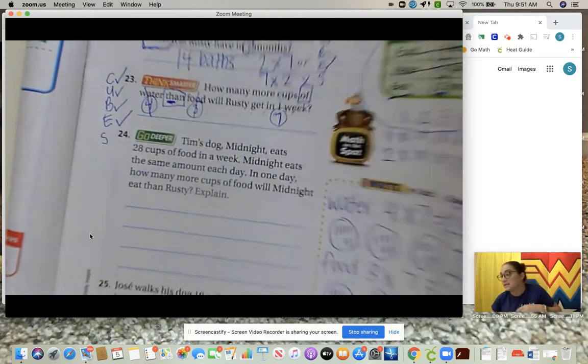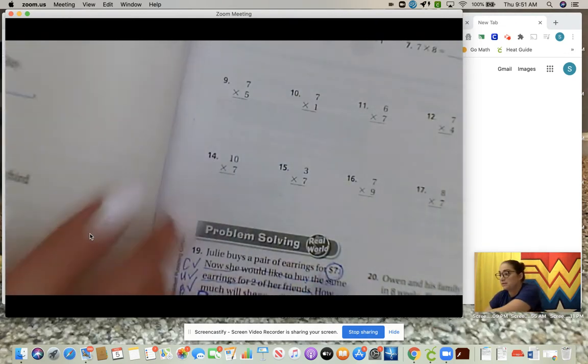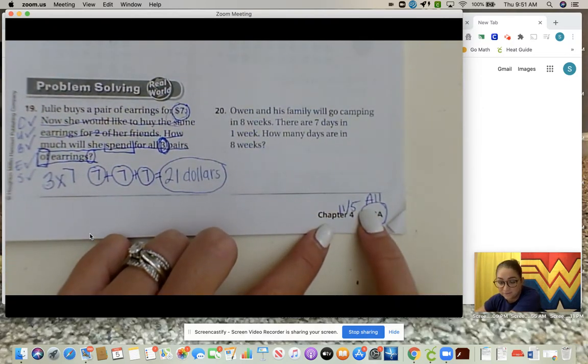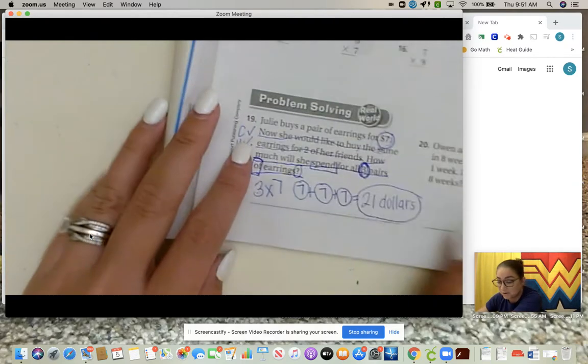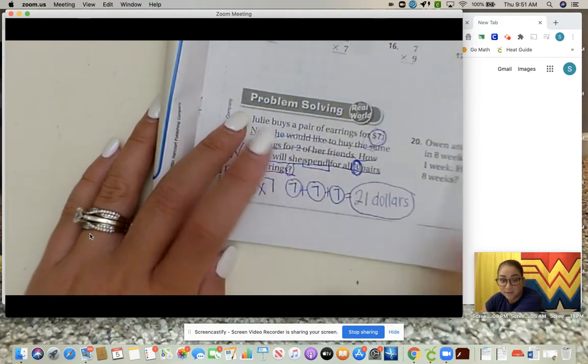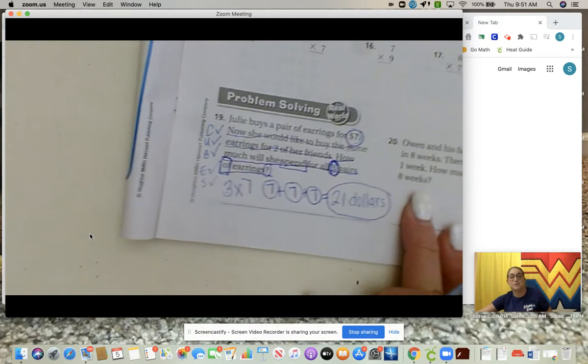All right. So then we turn to the homework for tonight. So 158, all of it. You're going to show your work for all of them. And 158B, I want you to do all of the back. All right, we're going to do number 19 together.